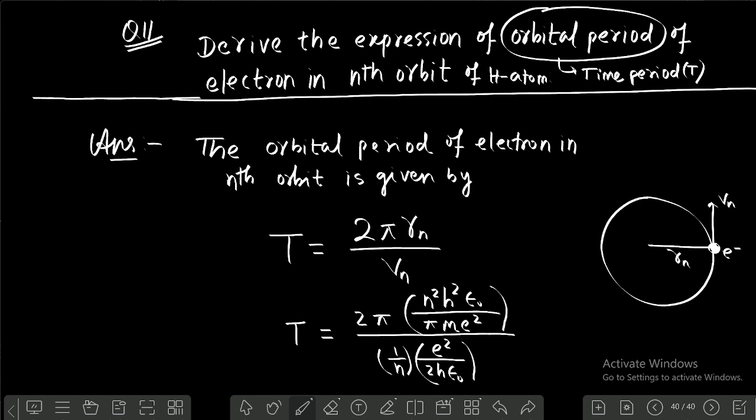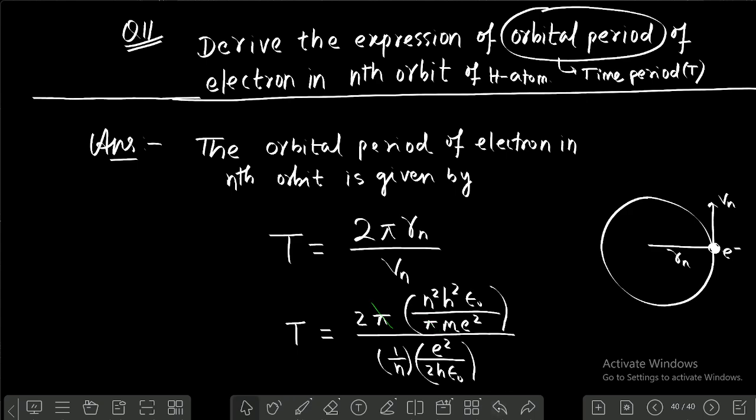Multiply, divide, whatever you want to do here. See, pi will cancel. Your pi is going to cancel here. N will go up. N square and n will multiply, will become n cube. H also will go up. H square and h will multiply, that will become h cube. Epsilon naught also will go up. It will become epsilon naught square. Me fourth will be there and 2 will be there. 2 also will become 4. This 2 will go up. So what are you getting here?